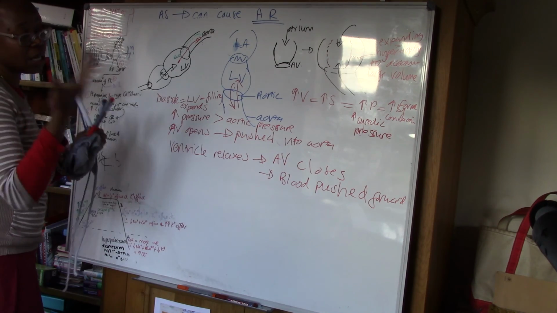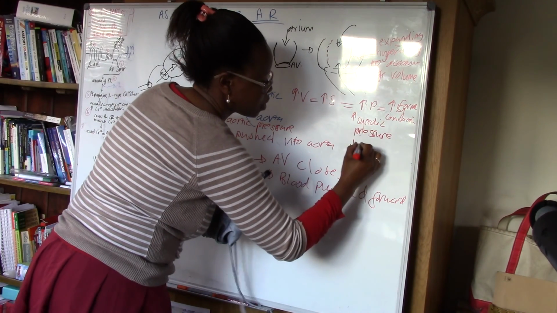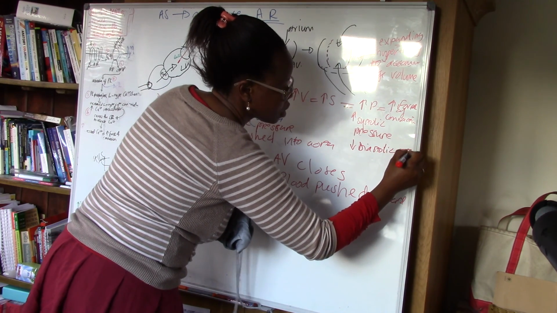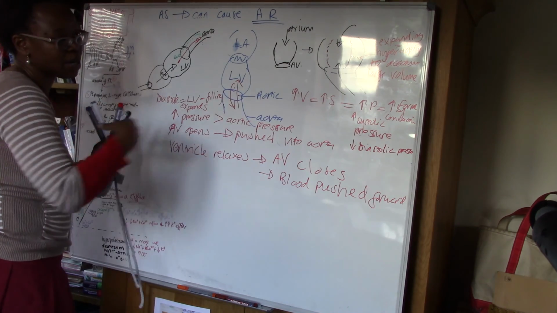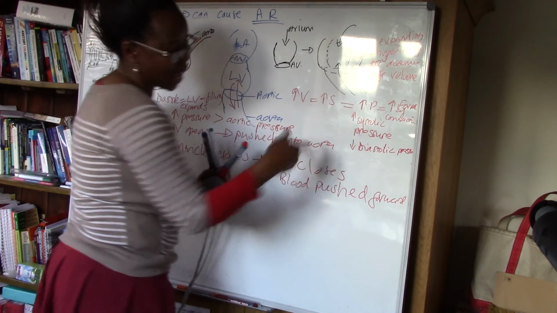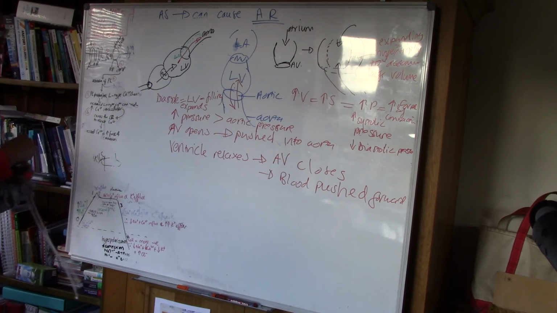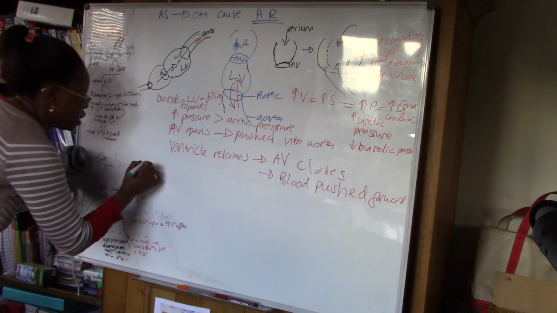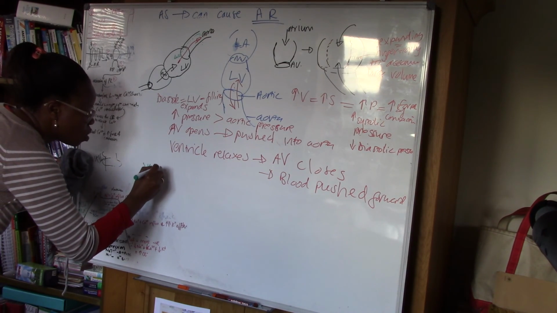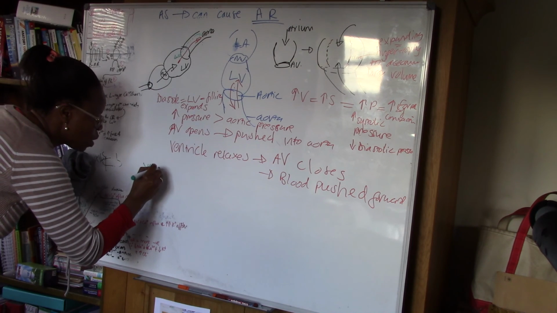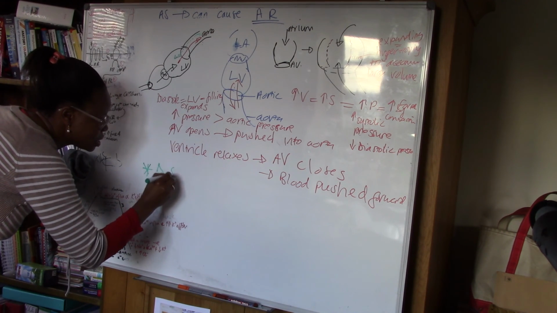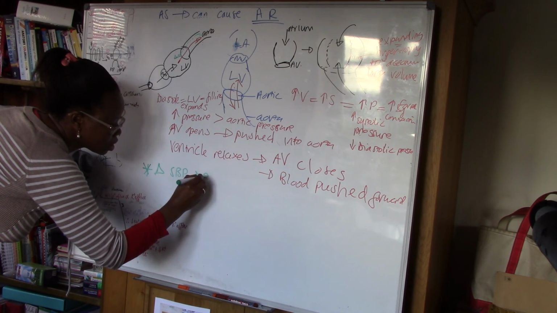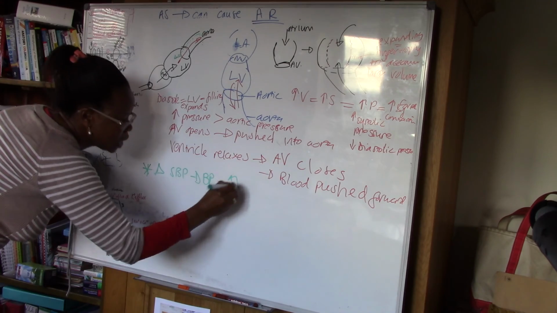And diastolic pressure will reduce. So the pulse pressure between the diastole and the systole will be increased. So the difference between systolic blood pressure and diastolic blood pressure will increase.